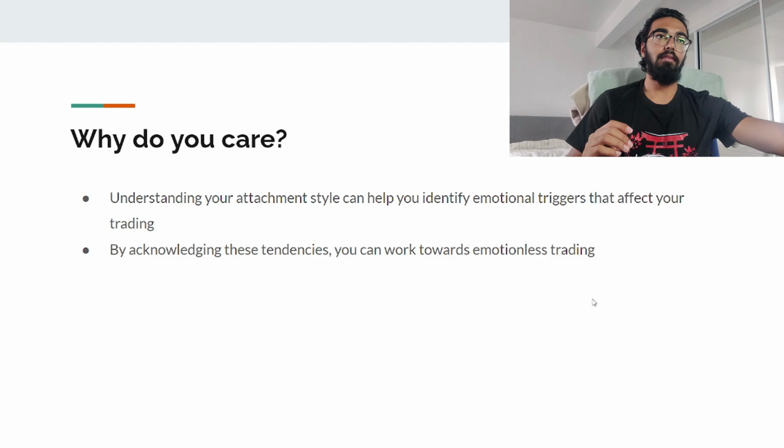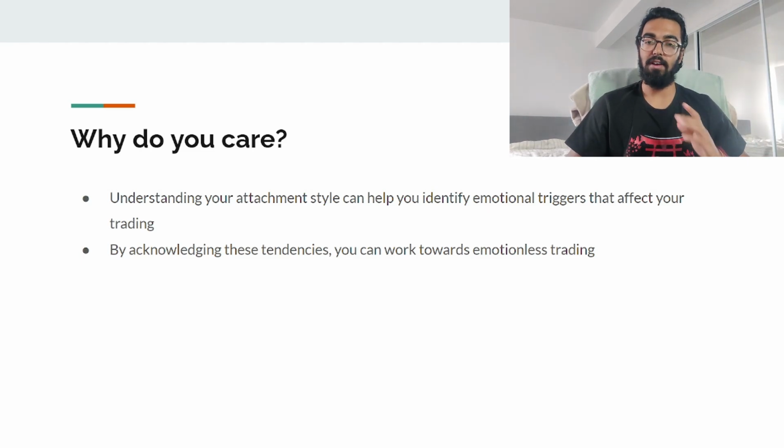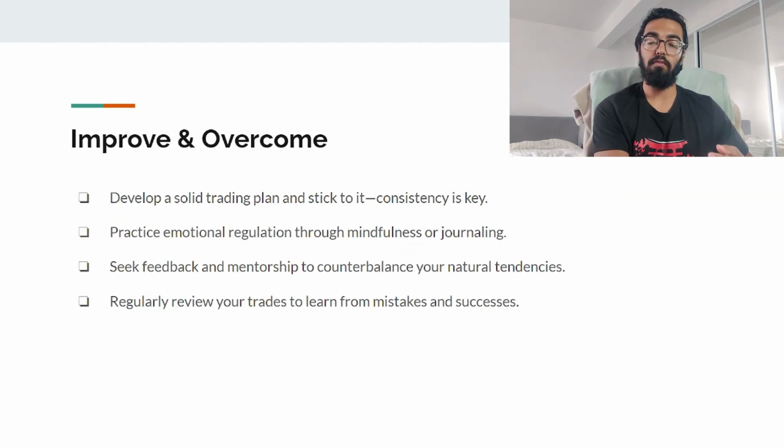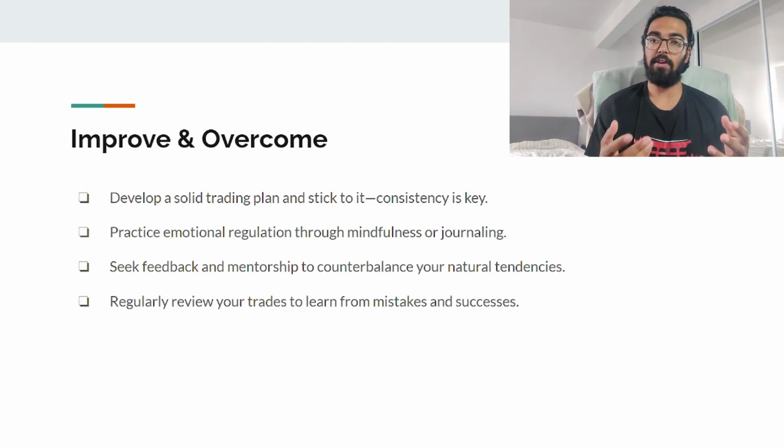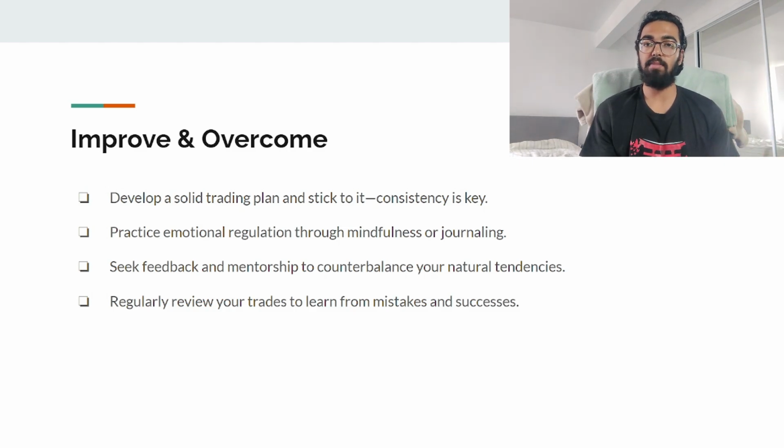So do the inner work first. This is what the point is. Do the inner work. That's the first step. There are ways that you can overcome and improve on the tendencies that you have from your attachment style. Now, as I said before, most likely you're not one or the other. You're most likely a mixture of these attachment styles. You may have some secure tendencies, but you also may have some anxious tendencies as well. That's something like me, for example.